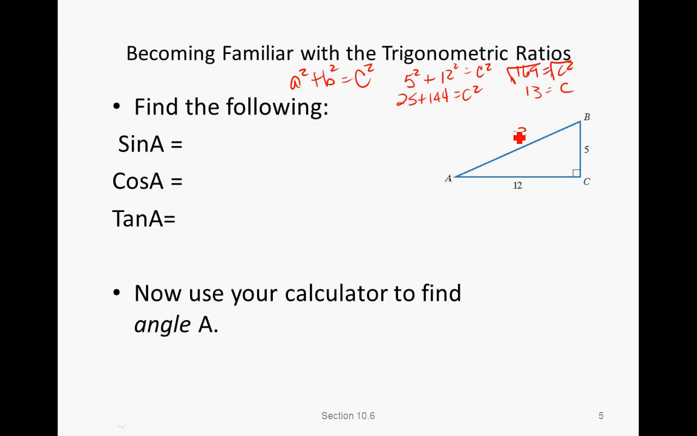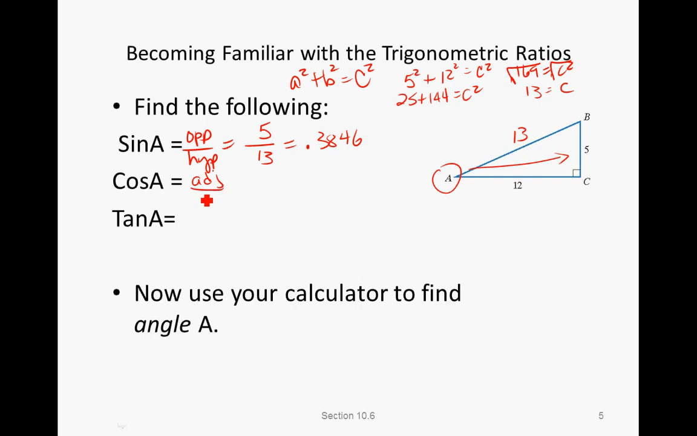Now let's find the sine of angle A. So we look at angle A. From angle A, what are the opposite and the hypotenuse sides? And so looking at my diagram, the side opposite angle A is 5 units long. The hypotenuse is 13. That decimal ratio is 0.3846.